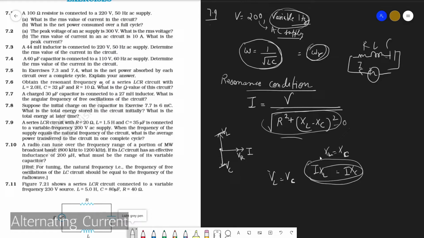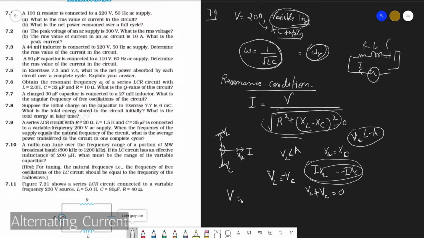But if we are talking of the phasors, they are opposite, 180 degrees apart. Suppose VL is at angle A, then VC will be at angle minus A. So these are opposite and will get cancelled out. If we consider the phasor direction, VL is equal to minus VC, IXL equal to minus IXC. So the sum of these voltages will be 0.